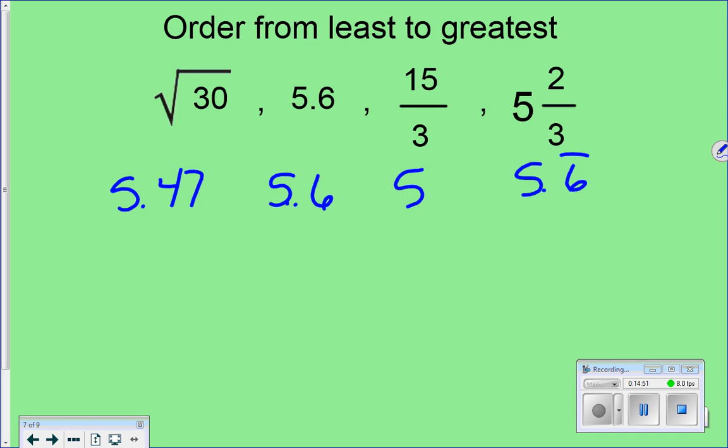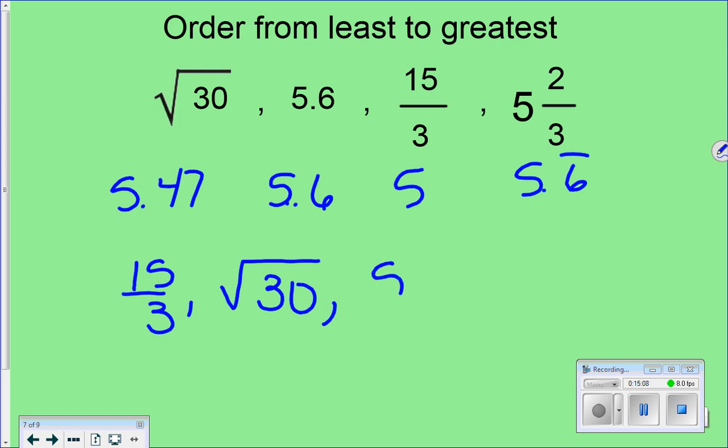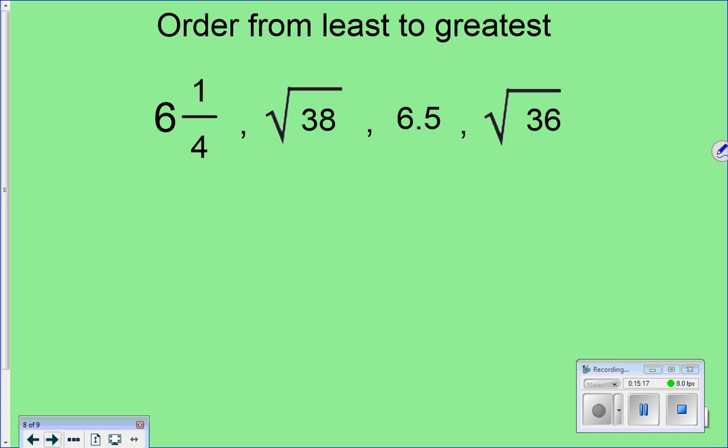So my smallest is going to be what? 15/3. Remember, I want them in that order. And then radical 30. Okay, then it's going to be 5.6, and then 5 2/3. Make sure you put them back in the original format. That would be awesome. Try another one. This is part of your homework, so I want to make sure you know how to do it.